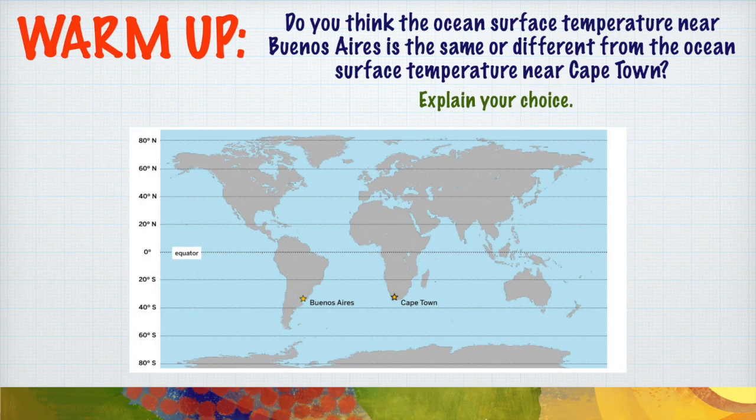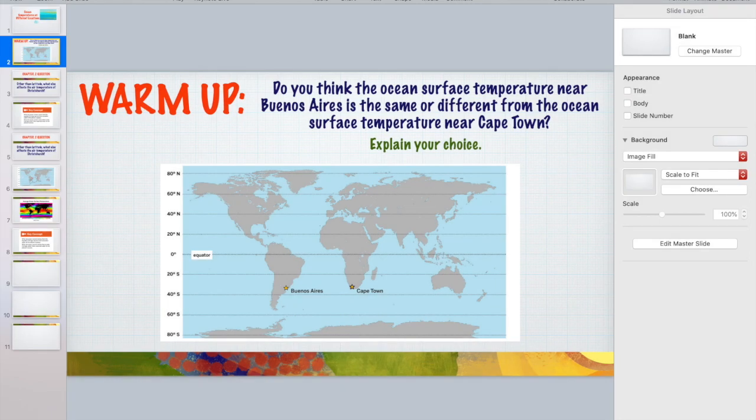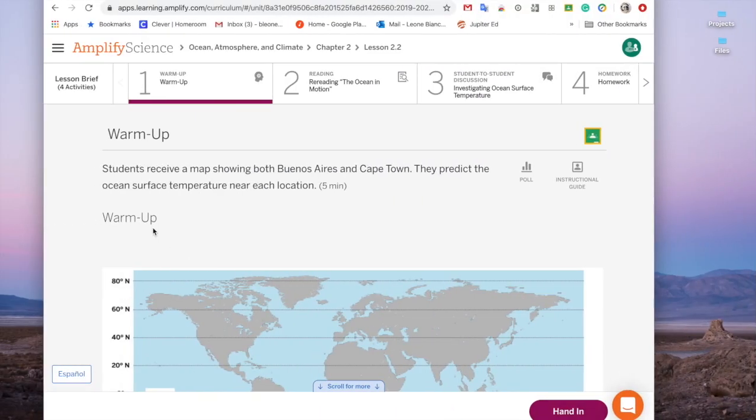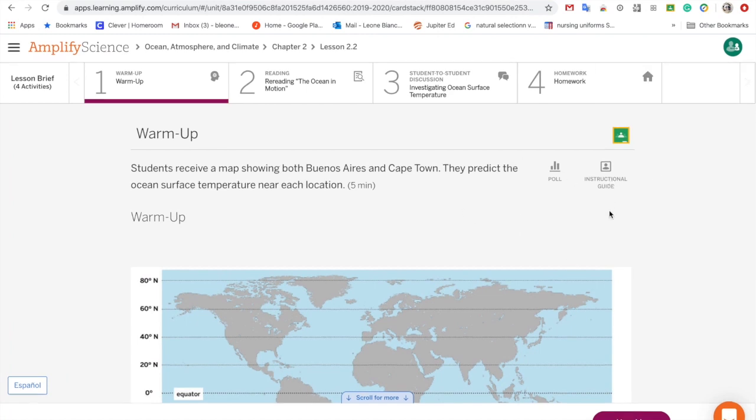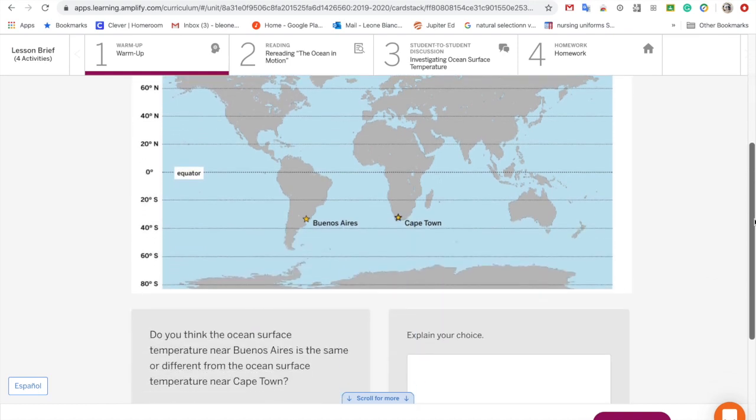So during the warm-up, let me go right on to the Amplify website. If you click on the link, it should bring you right here. We have two places on our map, Buenos Aires and Cape Town. Cape Town is in the southern tip of Africa, and Buenos Aires is in Argentina.